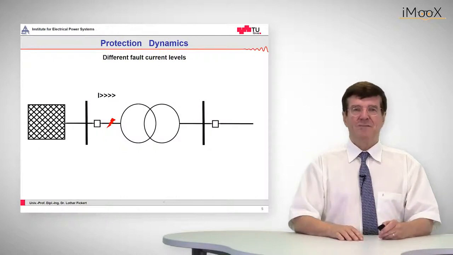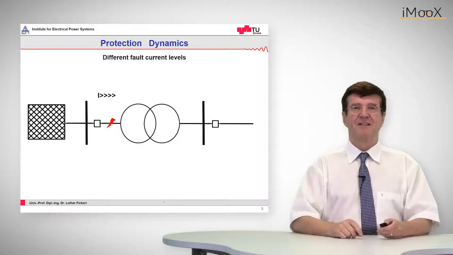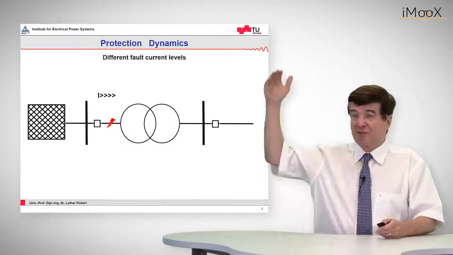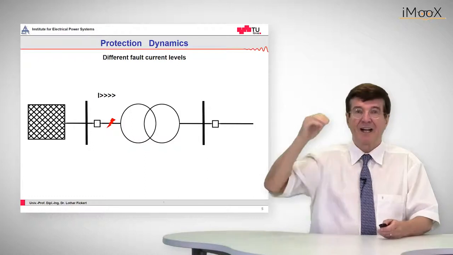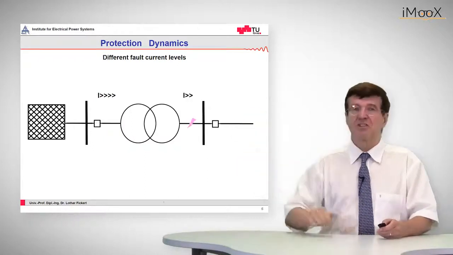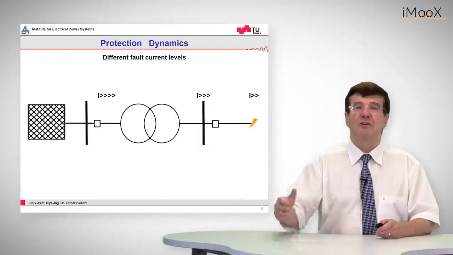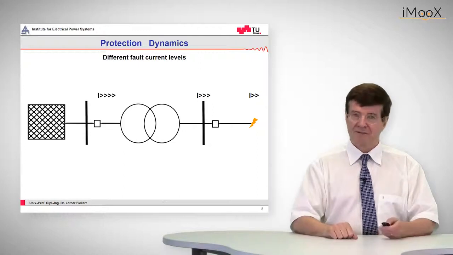A transformer can be thought of as a lumped impedance between the source and the consumer, and we can have faults upstream of the transformer, which have a very high short circuit level. We can have faults downstream, which have a lower short circuit level, and also faults at the end of a long line. These faults can also be considered.